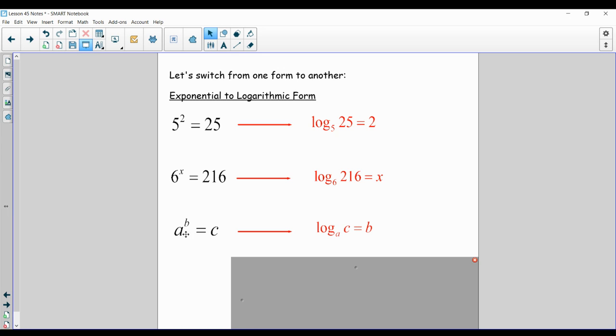Okay, so the base of your exponent becomes the base of your logarithm. The exponent goes to the other side of the equals, and what it was equal to comes along to the same side as the logarithm.